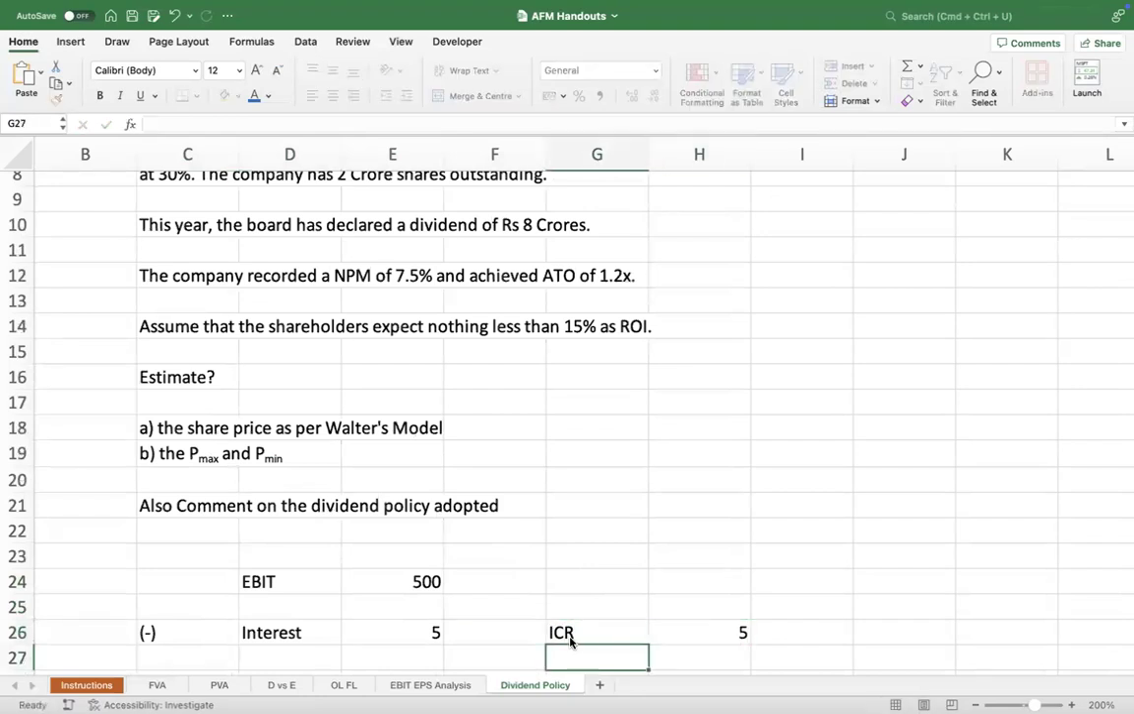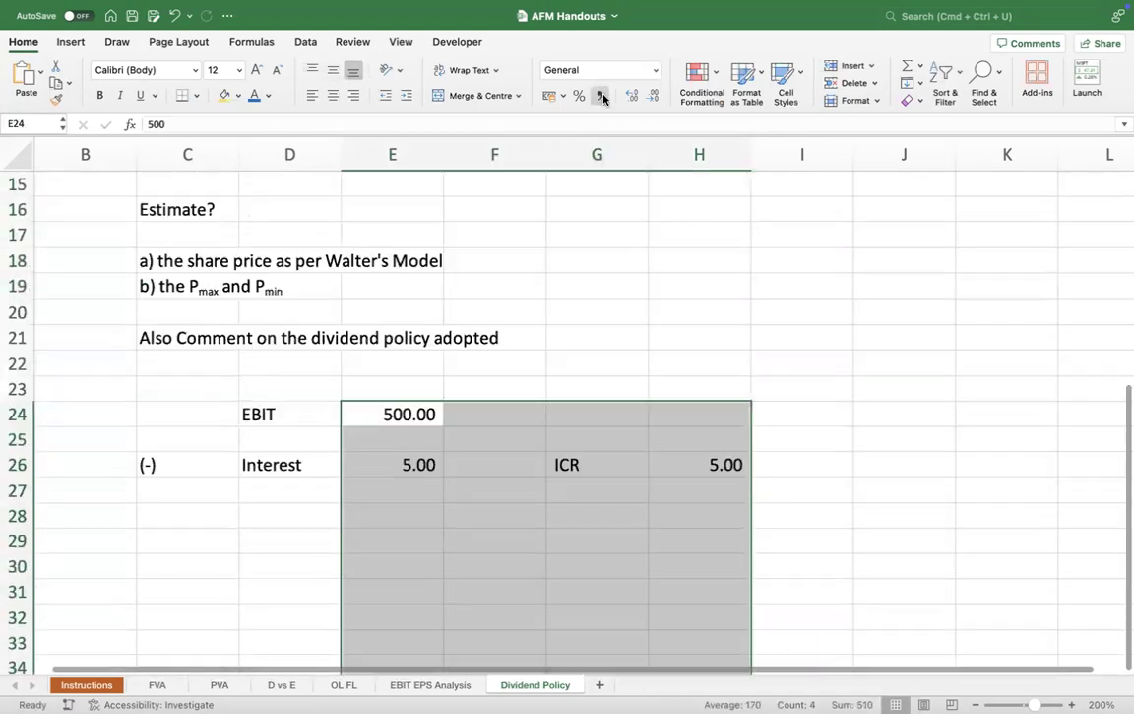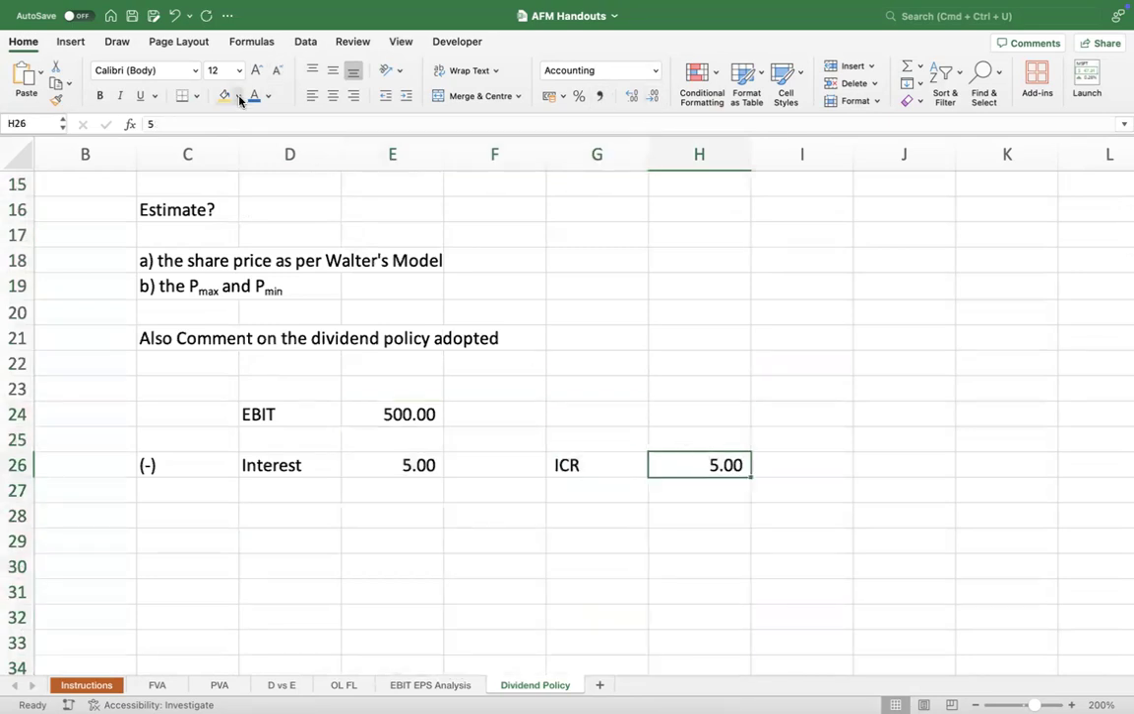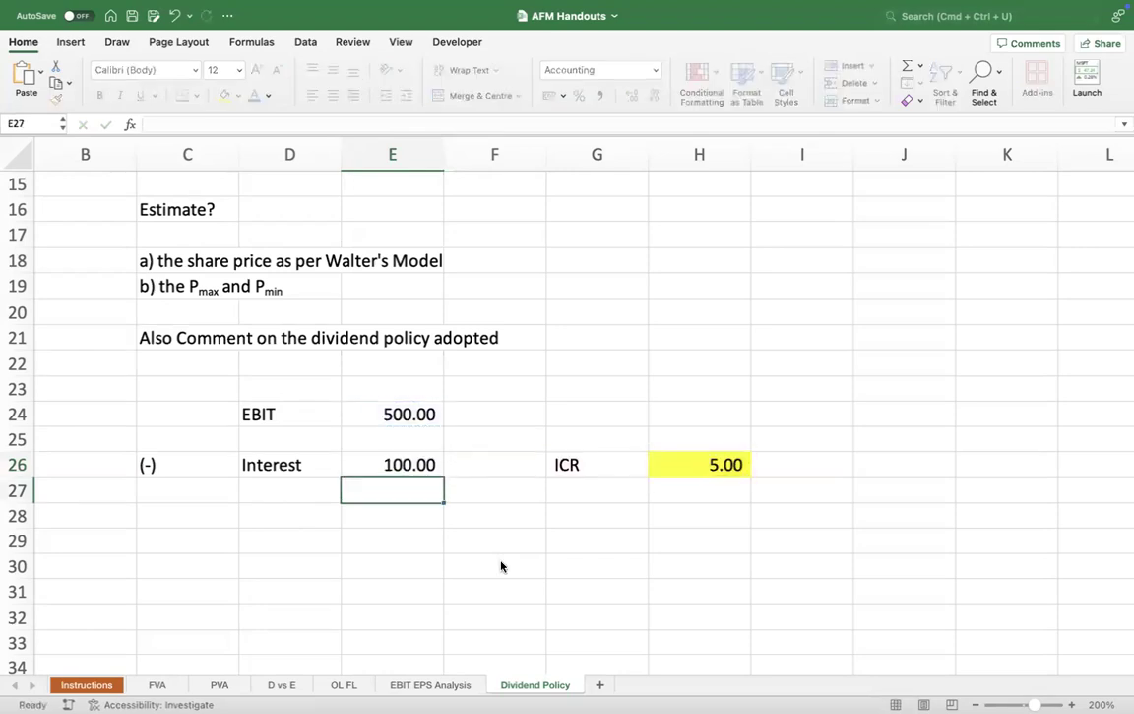The ICR is 5 times, and I will treat this as an input. Input means that if I want to change the input to play with the numbers, I can. So my interest coverage ratio is EBIT divided by interest. It tells you to what extent your interest obligation is covered by operating profit or operating surplus. So ICR is EBIT by I. So 5 is equal to 500 by I. So I should be equal to 500 by 5, which is 100.